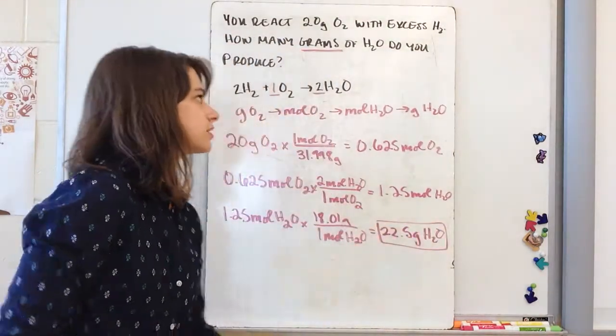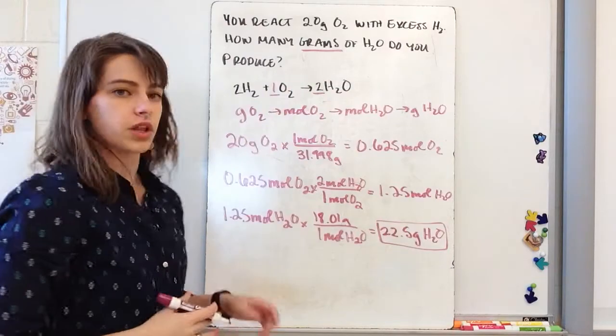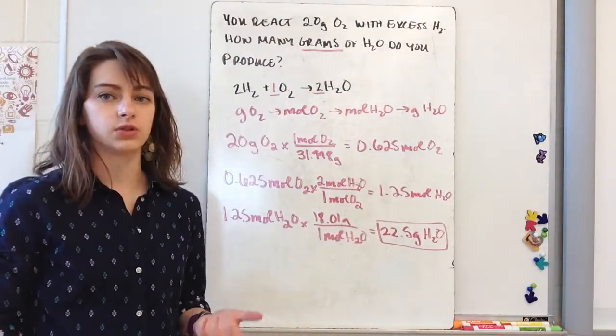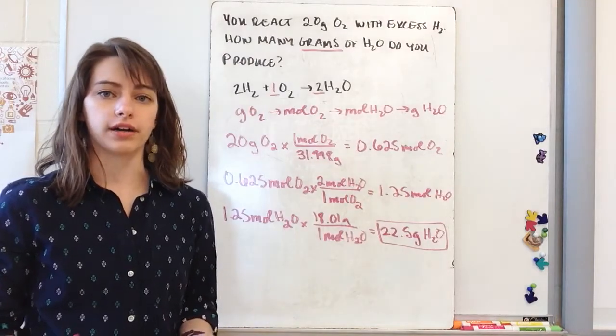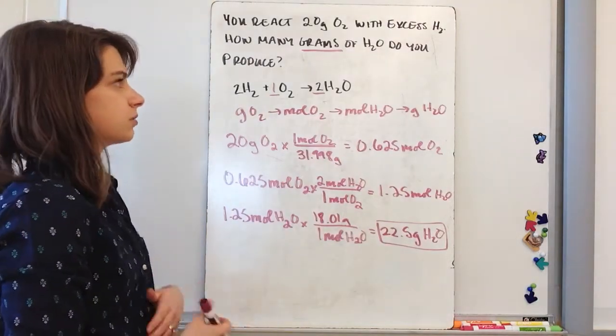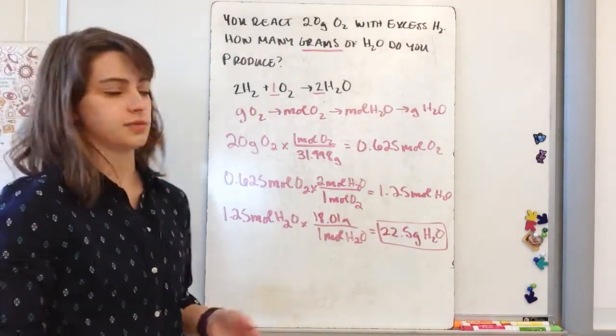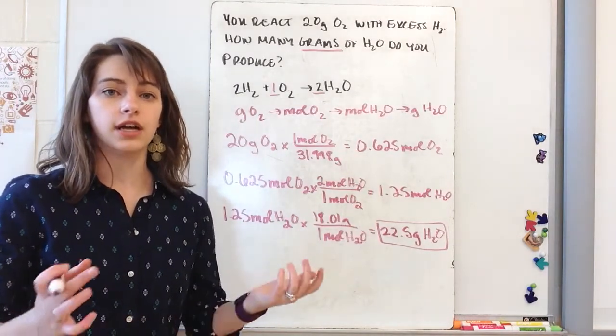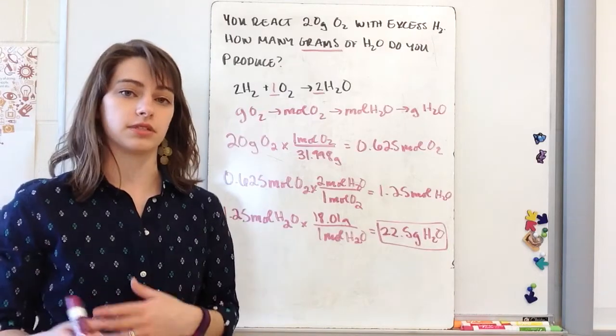So if I react 20 grams of oxygen with lots of excess hydrogen, I'm going to end with 22.5 grams of water at the end. So 20 grams of oxygen with lots of excess hydrogen gets me 22.5 grams of water at the end. And that's how we can go from grams of one compound to grams of another compound.